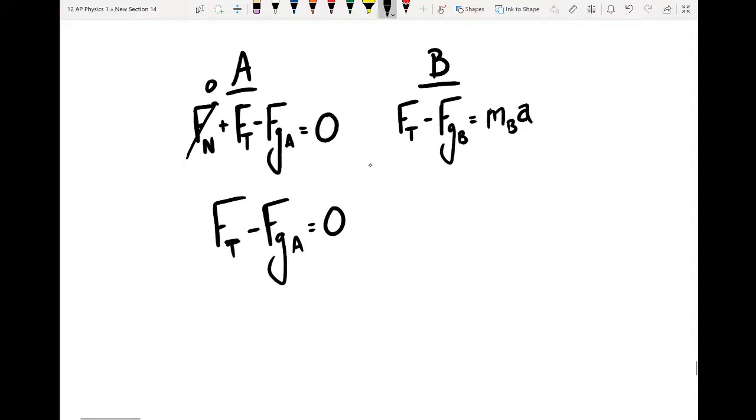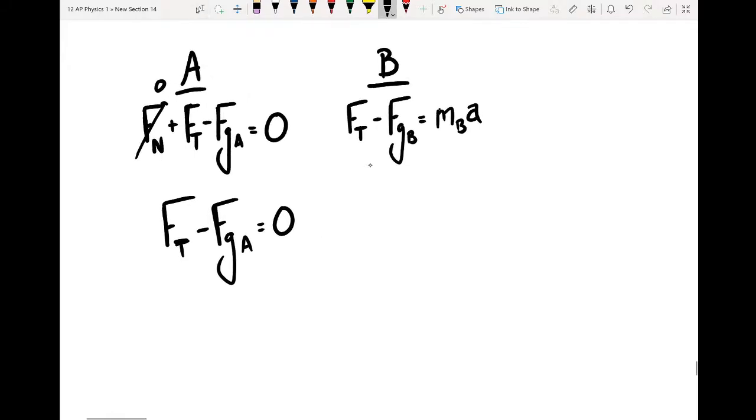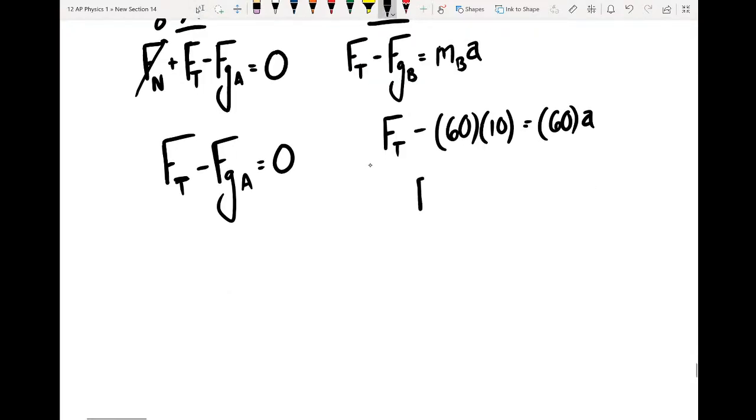So now we can still go in here and do our thing, except this time we don't have the normal force to solve for. We're solving for the acceleration. So FT minus 60 times g is equal to 60a. So FT is going to equal 60a plus 600.